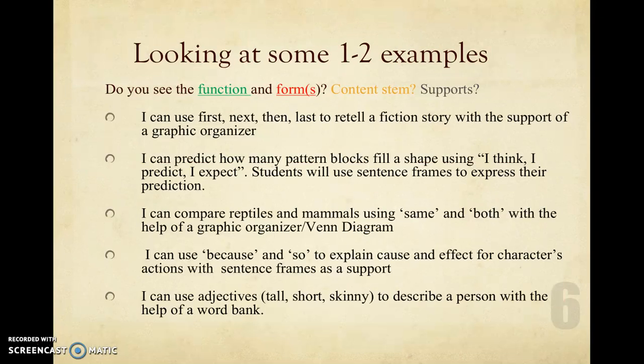We're going to take a few moments and look at some examples. In just a moment, I'm going to ask you to pause this video so that you can work on your own to determine in each of these, can you find the function, the forms, the content stems, and supports. If it helps you, you may want to use the color code at the top of the page for each of those parts. So take an opportunity right now to pause this video and see if you can identify each of the components of a content and language objective in these 5 examples here.